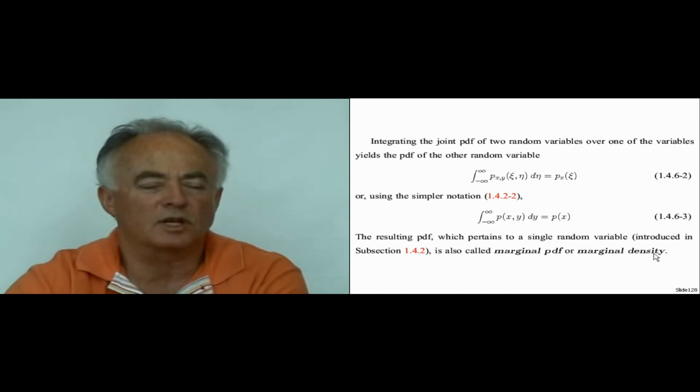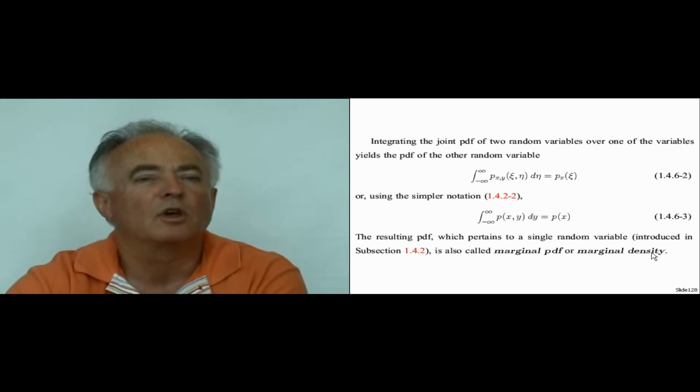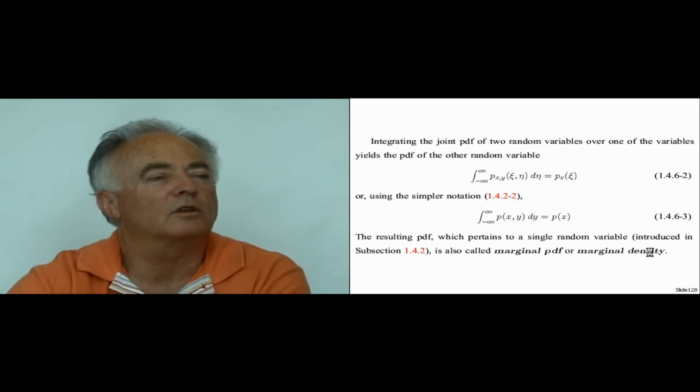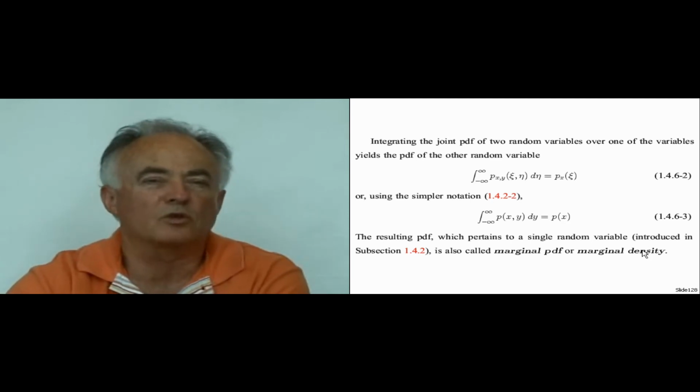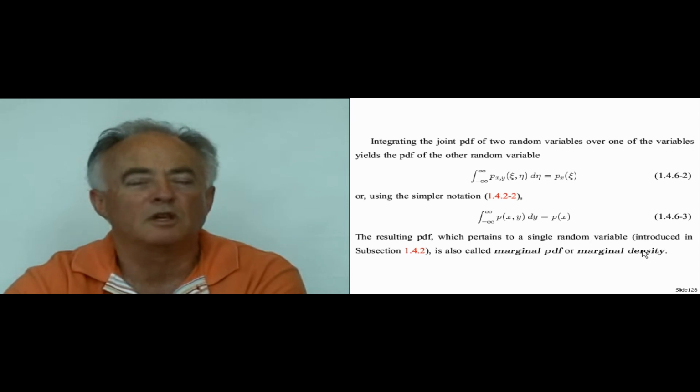So when you start with a joint, you can do what's called marginalization, and the origin of this term marginal is from statistics. They used to put a big table, and on the margins was x and y, and you sum up all the values over y, you get the probability density function of x alone.